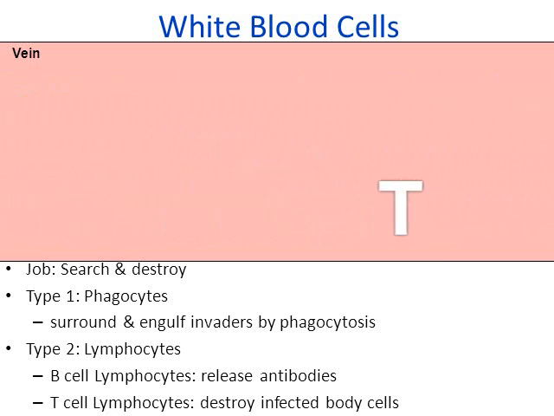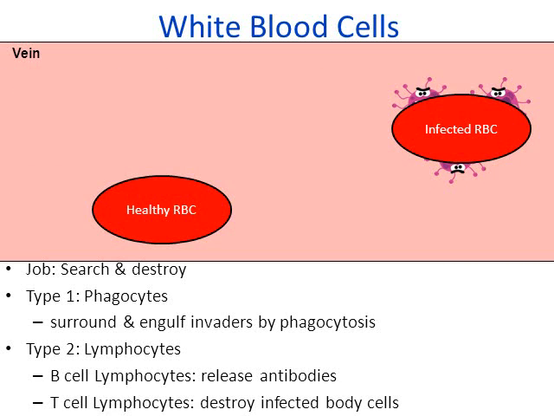So let me show you what I mean. Here's two red blood cells. You have a healthy red blood cell on the left, but you have an infected red blood cell on the right. And notice how the infected red blood cell on the right has antigens of the parasite, antigens of the invader sticking out of the red blood cell. That's actually very realistic of what happens in real life.